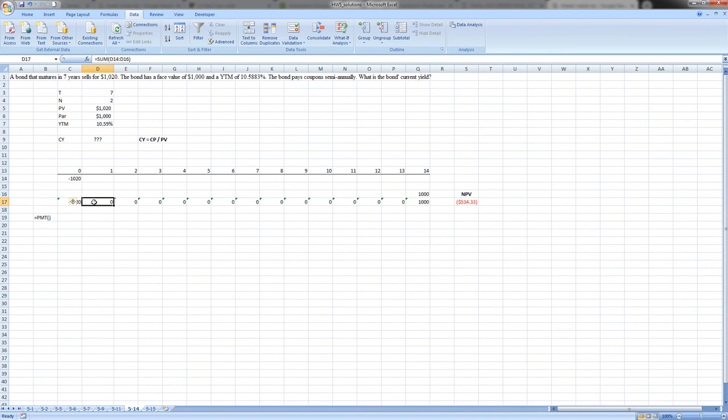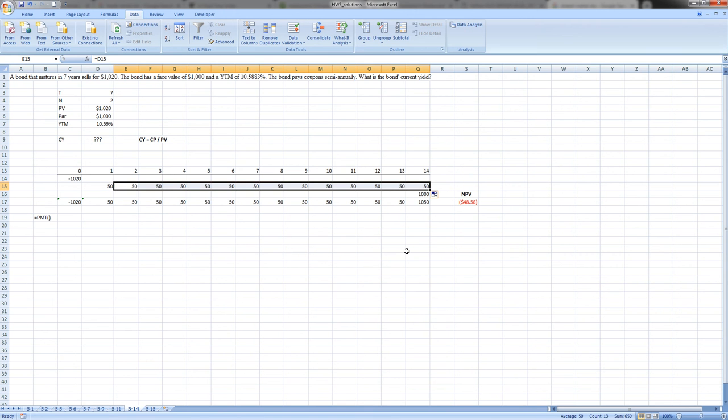Now what we could do is just guess a payment here. So we could put something in, like say $50. Then we see we get actually pretty close. So we could do this a couple ways.